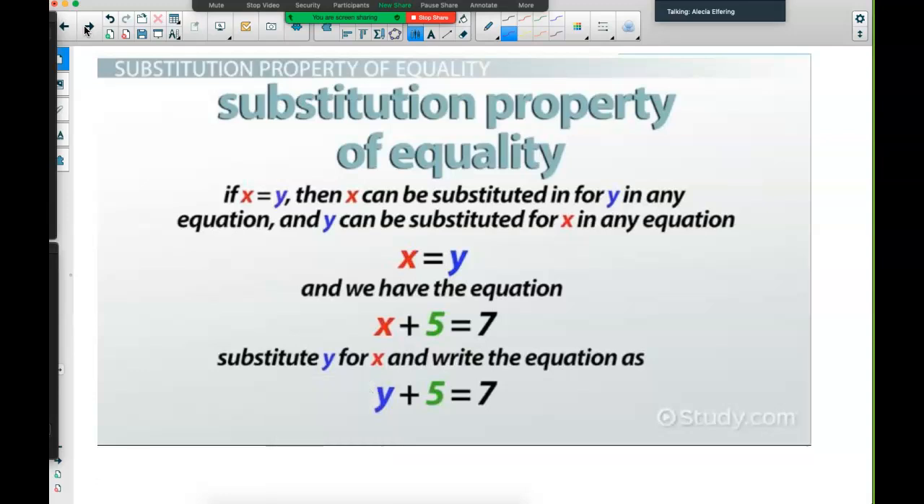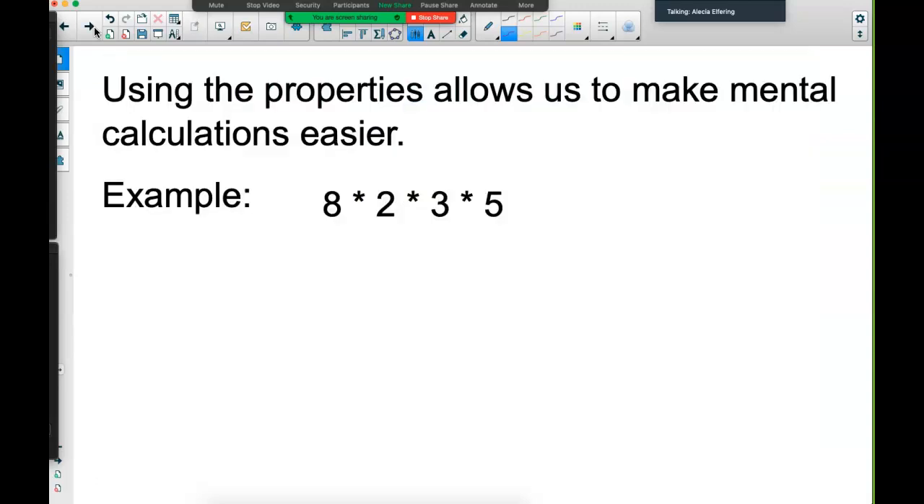If x equals y, if those two things are equal, then x plus 5 equals 7, also y plus 5 equals 7. Because if x is 2, what's y? 2, and they mean the same thing. Okay? So here's how we're going to use this. Using the properties allows us to make mental calculations easier.